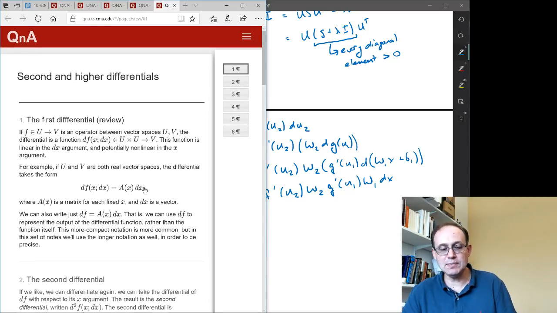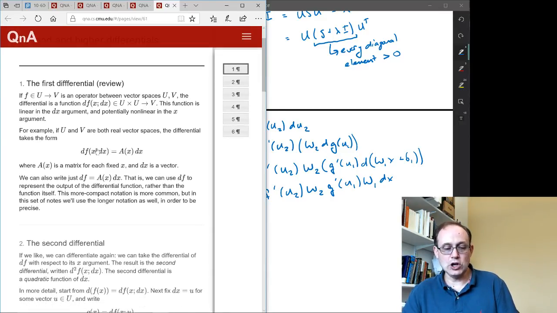So a specific example of this would be that u and v could both be real vector spaces. Then the differential would take the form A of x dx, where A of x is a matrix. And this was the long notation, so we could also have the short notation df is equal to A of x dx, meaning we can use df to represent the output of the differential function rather than the function itself.